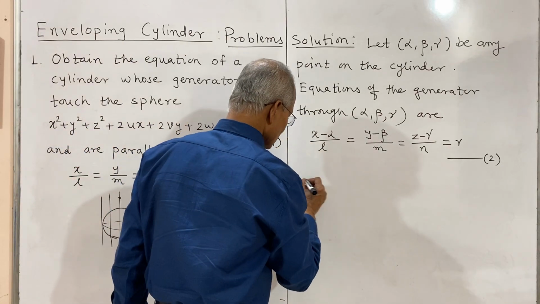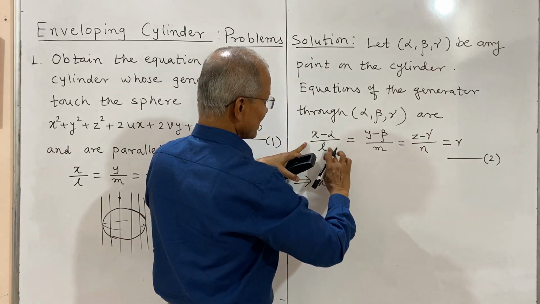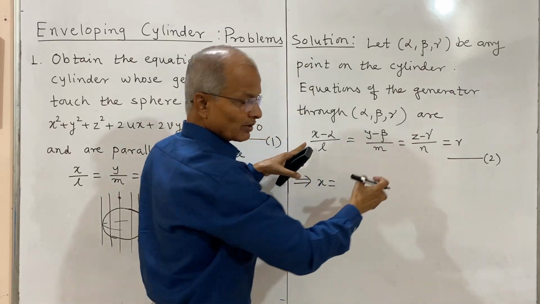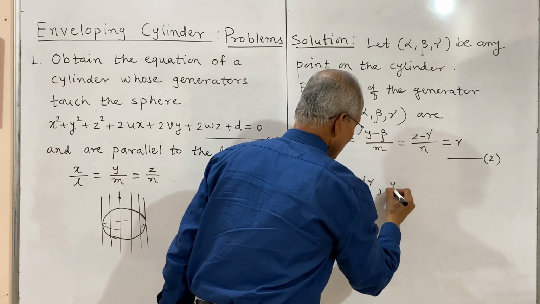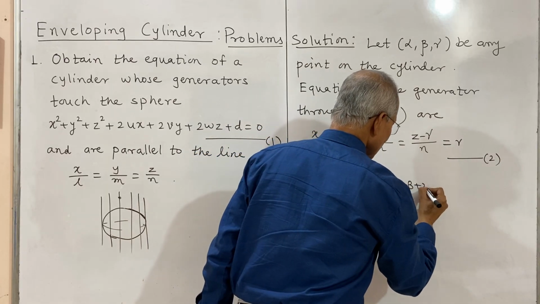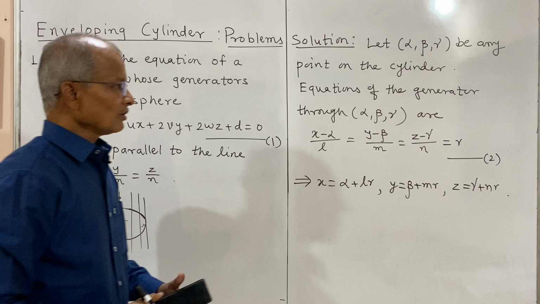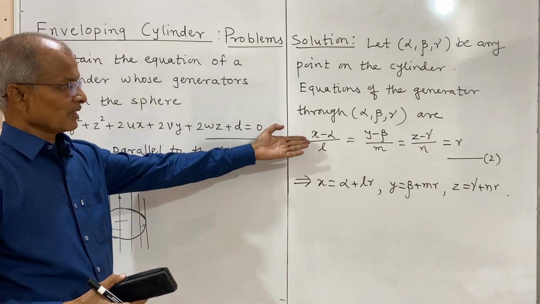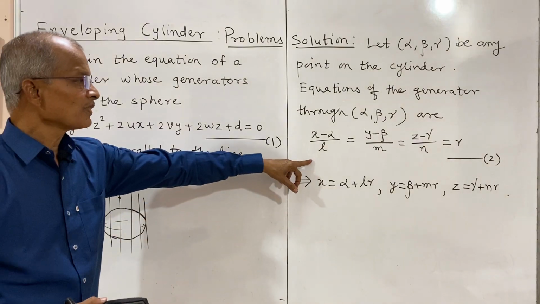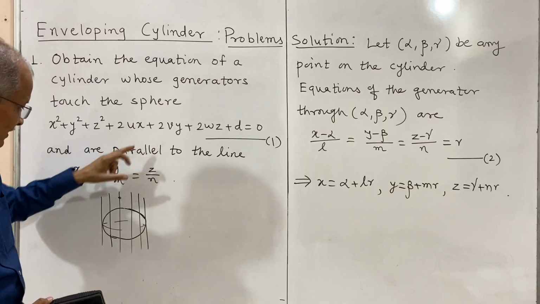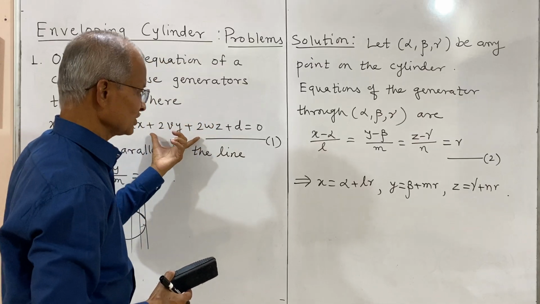For obtaining the values of x, we equate this ratio to r, and that will give x minus alpha is equal to Lr, so x is equal to alpha plus Lr. You may check this, alpha plus Lr, this is x. Y similarly is beta plus Mr, and z is gamma plus Nr. So a point on line 2 will have the coordinates x, y, z. Now line 2 will intersect sphere 1 if the coordinates x, y, z satisfy equation 1.